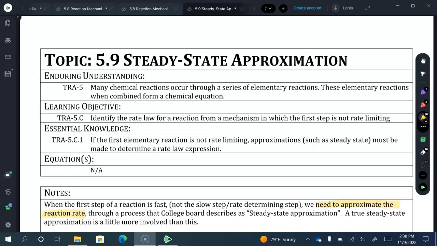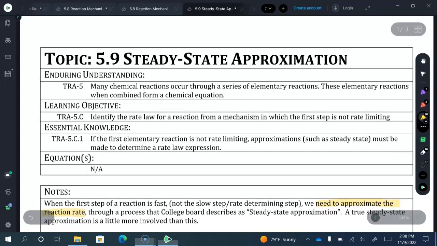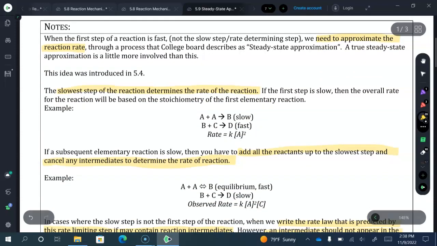So we've kept it very simple so far, where the first step limits the rate of the reaction. Well, if we go back to our chocolate analogy, where the second step, the cooling step, took 8 hours, it is not always the first step that limits how fast you can get something done. So we need to look at how we can approximate rate laws if the rate determining step is not the first step. And so we're going to do that today.